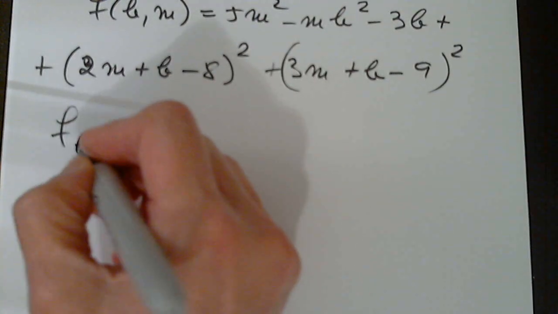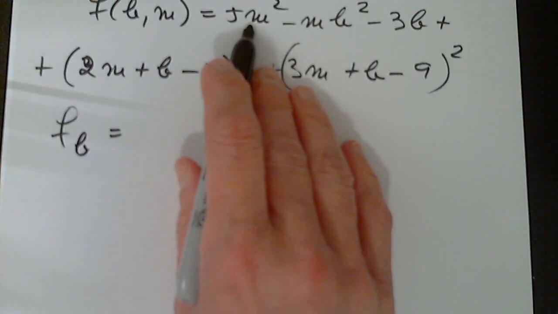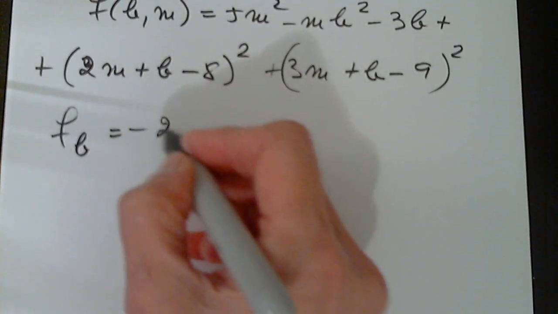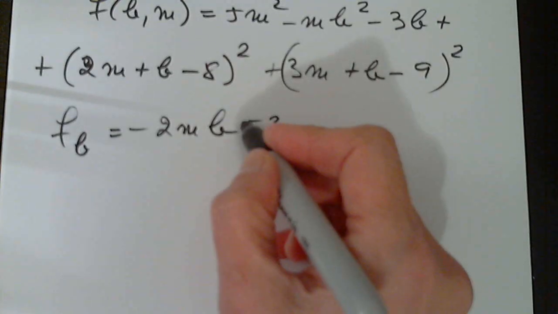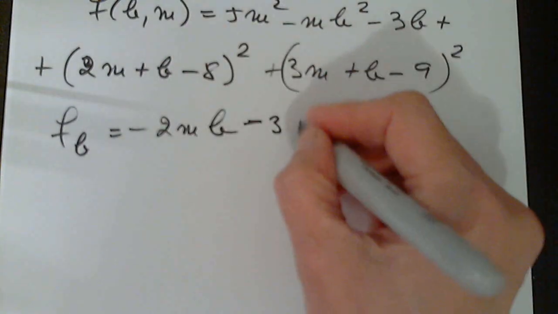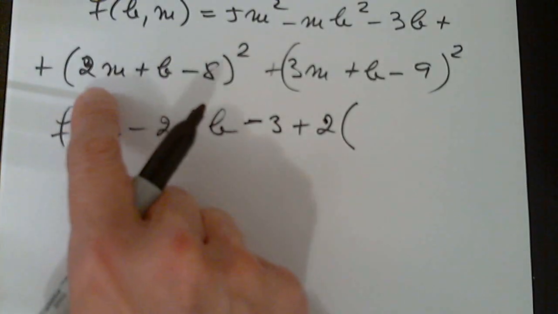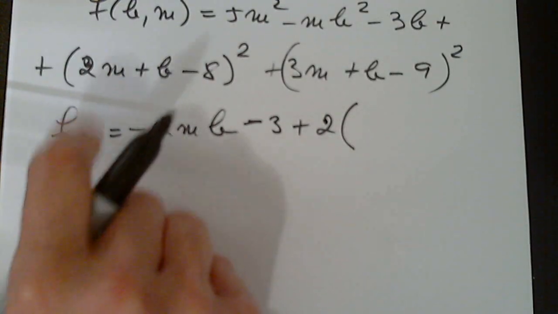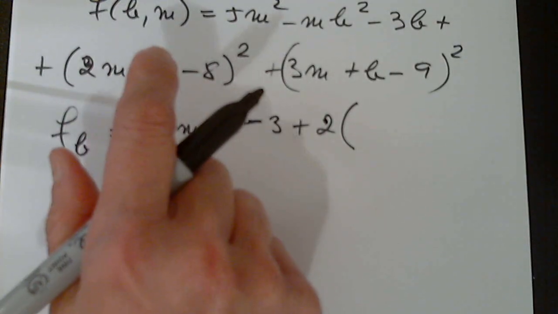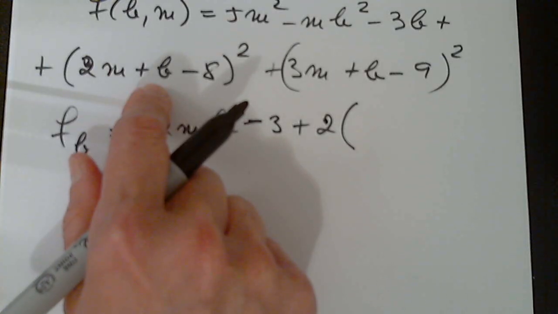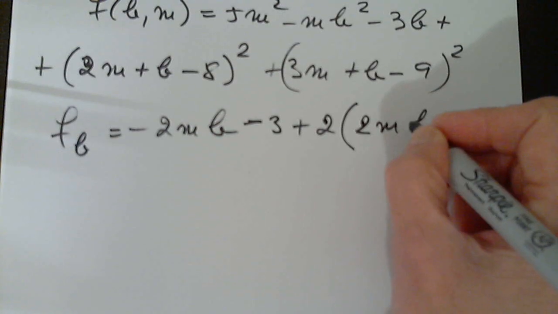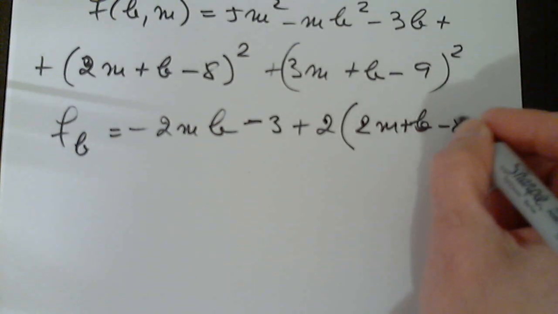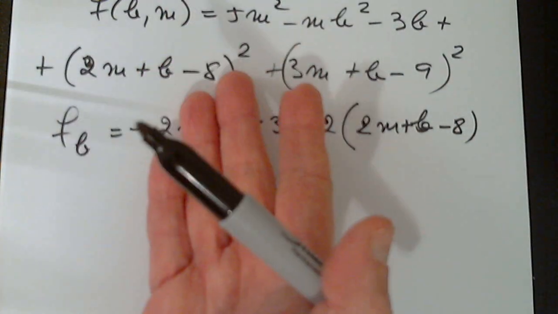So fb: nothing, minus 2mb minus 3, bring down positive 2. We're only differentiating with respect to b. This is 0, this is 0. This prime is 1. So I have to write 2m plus b minus 8 times the inner function prime, which is 1.